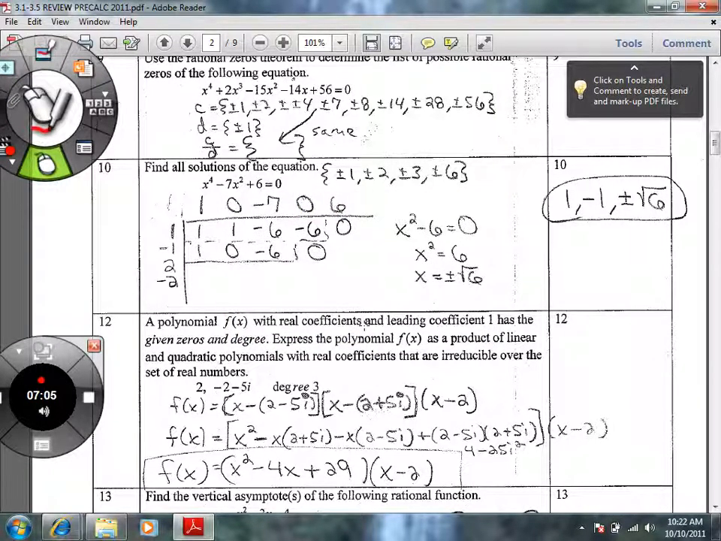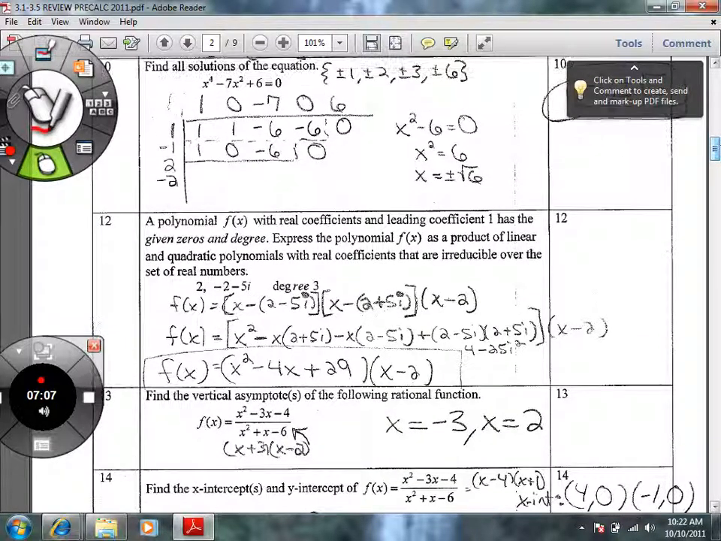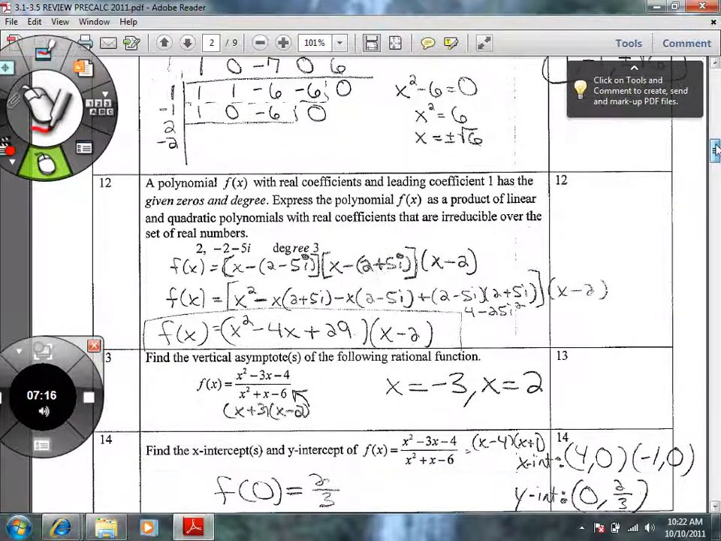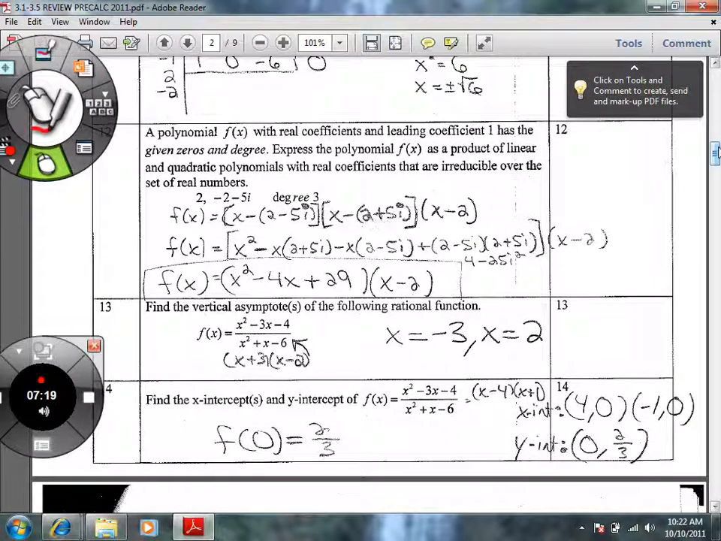And then for number 12, you're given the zeros again, and remember these guys, the complex zeros, they come in pairs. So it's x minus each of those, so there's just a little bit of messy algebra, but actually not too bad. And it's degree 3, so we know those guys come in pairs, and then we have the extra x minus 2. We just do all the distributing there, and we're good.